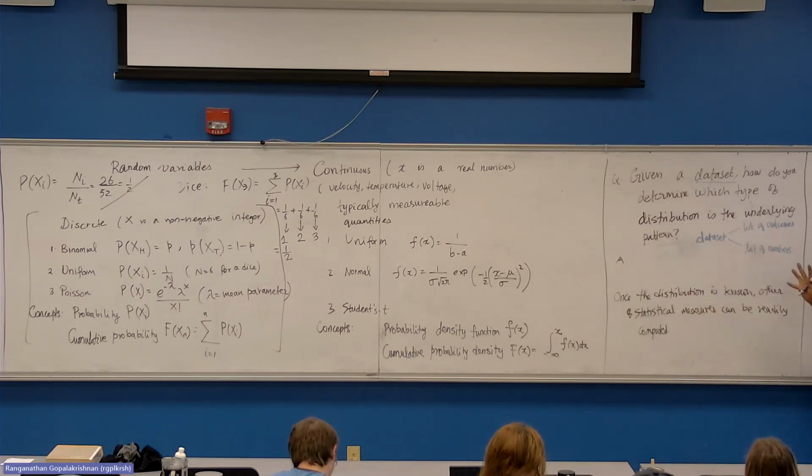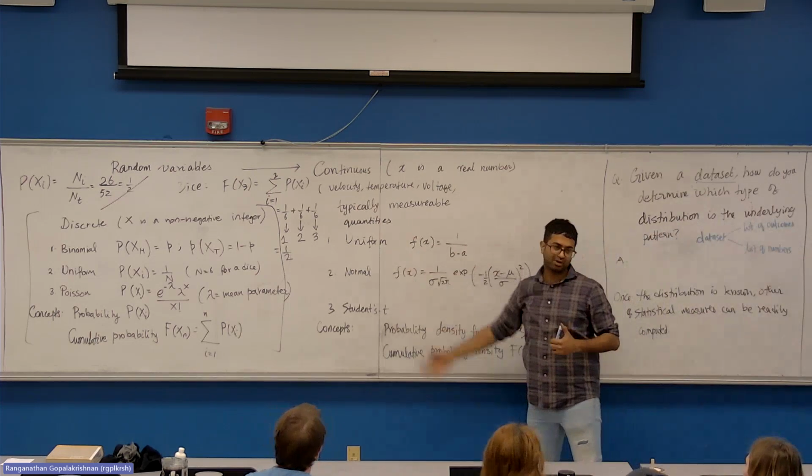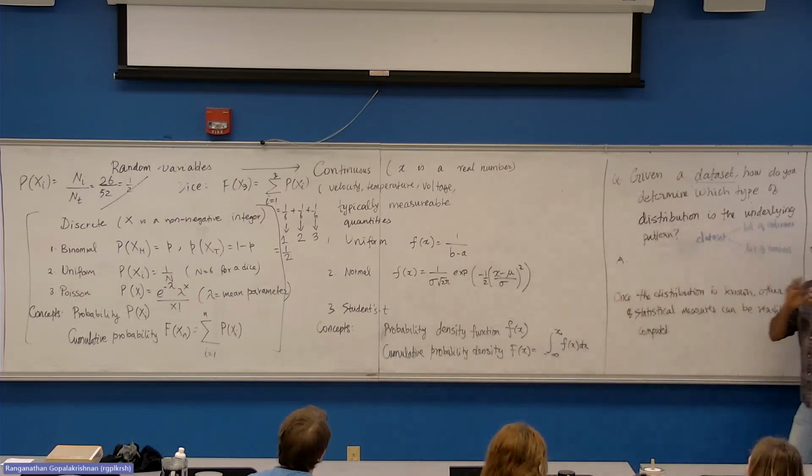How do you first determine which type of distribution is the underlying pattern for that random variable? How do you do that? You have a list of 1,000 numbers. How do you know whether it follows a uniform distribution or Gaussian distribution or Poisson or whatever? What is the first step in all of your statistical analysis?